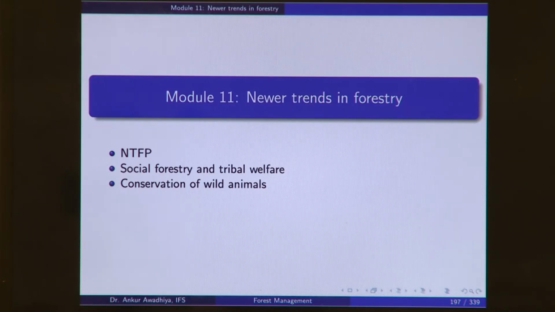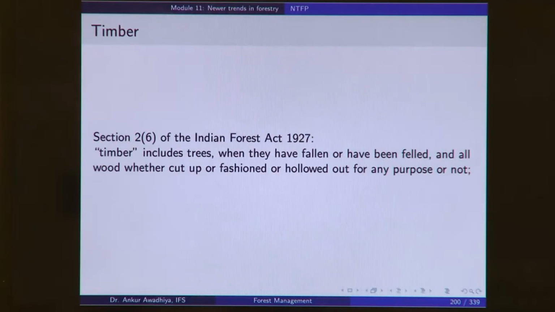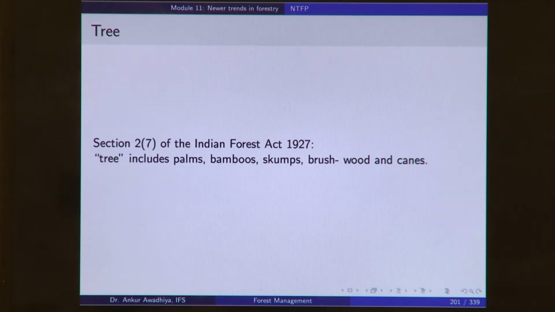In the last module, we looked at newer trends in forestry: NTFP, social forestry, tribal welfare, and conservation of wild animals. Now, NTFP is non-timber forest produce. We have the definition of forest produce and the definition of timber in the Indian Forest Act. So, you take the definition of forest produce, subtract timber, and you get the non-timber forest produce.